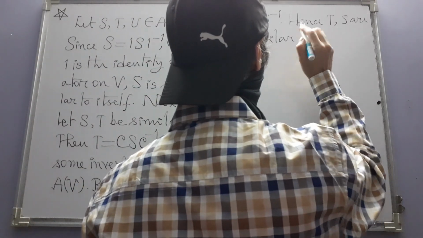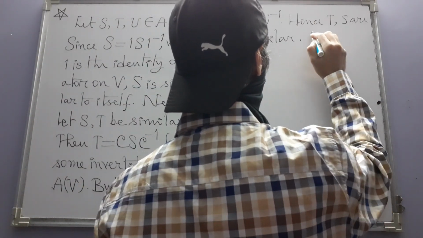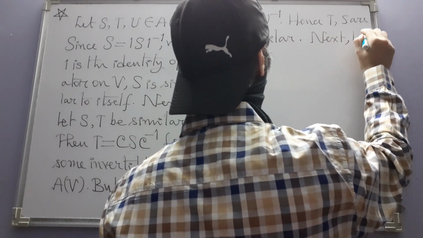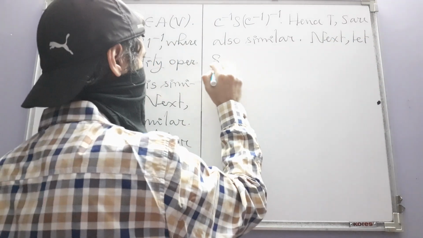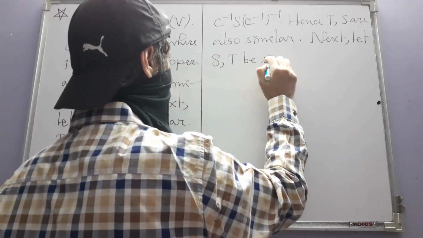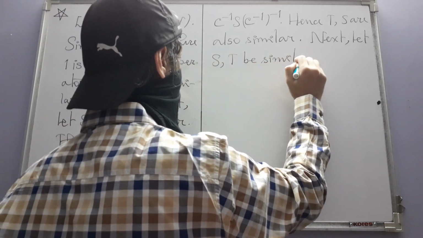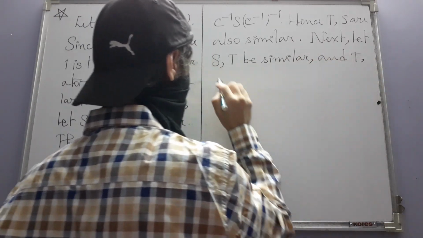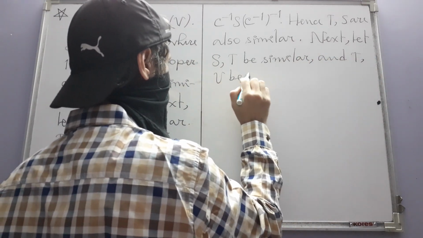And next we have transitivity. Next, let S and T be similar and T and U be similar.